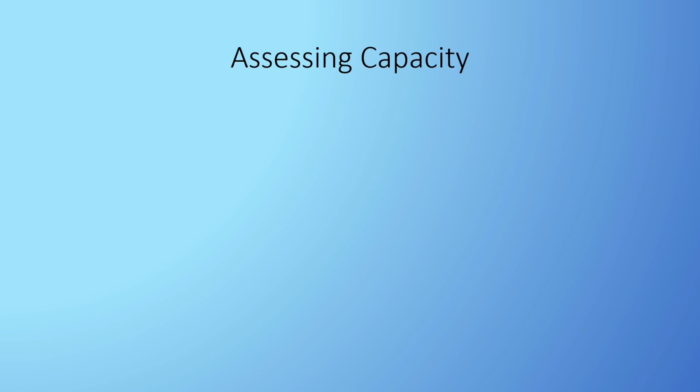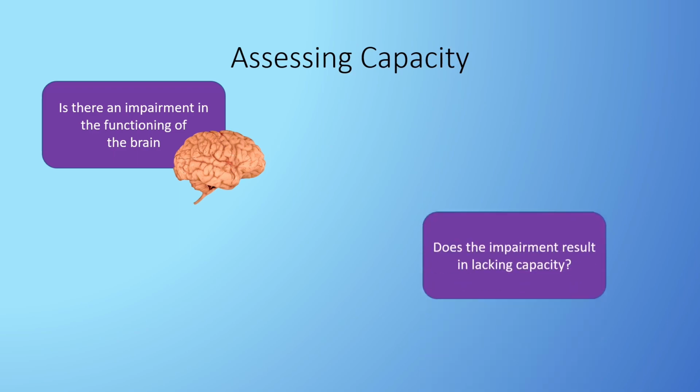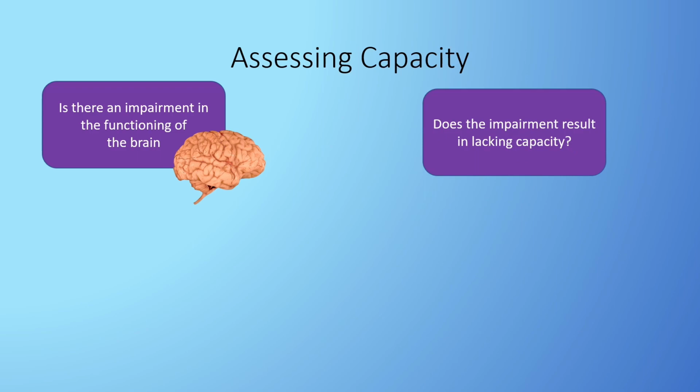If a 2-stage test is carried out, this involves asking 2 questions in order to determine capacity. The first of these is, is there an impairment in the functioning of the brain of the person we are assessing? A learning disability would be an example of an impairment. The second question is, does this impairment result in that person lacking capacity?